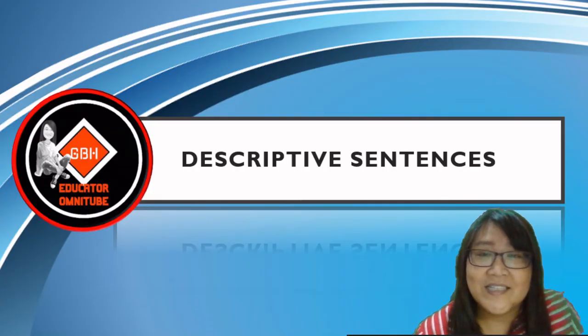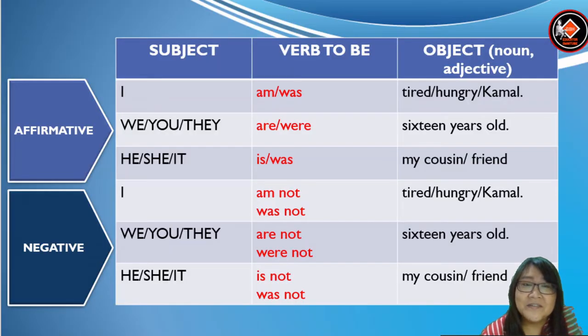Now, let's study descriptive sentences. Dear students, for descriptive sentences, you also have the affirmative, negative, the questions, and the answer. So here we have the subject I, verb to be, you must use am or was. Am will be for present simple and was will be for past simple. So you can say, I am tired, I am hungry, I am Kamal. Or you can use past tense, I was tired or I was hungry.